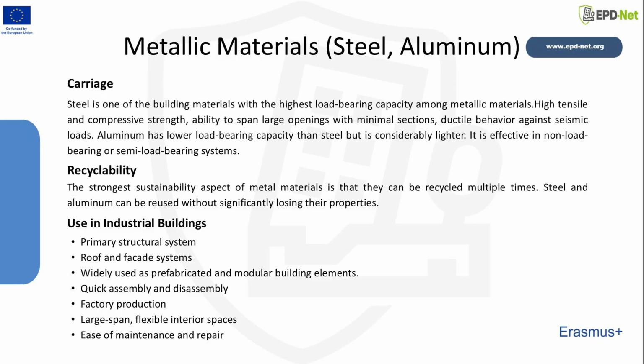One of the most significant sustainability advantages of metals is recyclability. Steel and aluminum can be recycled repeatedly without substantial degradation of properties. Prefabrication is another advantage. Metal components can be manufactured off-site, improving quality control and reducing construction waste.